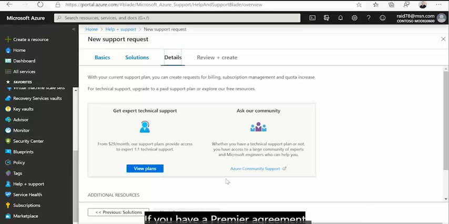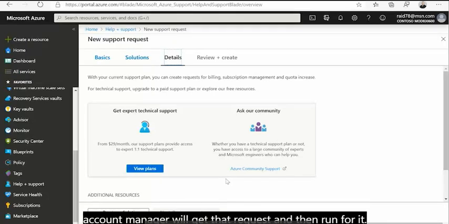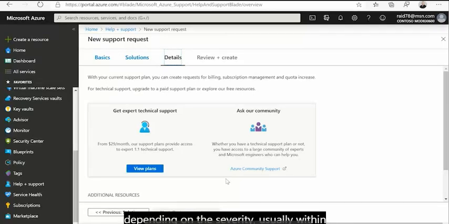If you have a Premier agreement and you have a technical account manager, what will happen from here is it'll actually open up the rest of the support request details. You'll fill in some information, and the technical account manager will get that request and run with it. Most likely you're going to get a phone call, depending on the severity, usually within a few minutes, with I think guaranteed within an hour, and you'll hear from somebody at Microsoft and you'll start quarterbacking and solving whatever that problem is. So knowing how to open a support request is very important to our Azure environment.